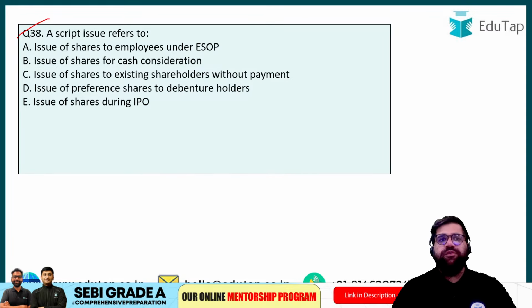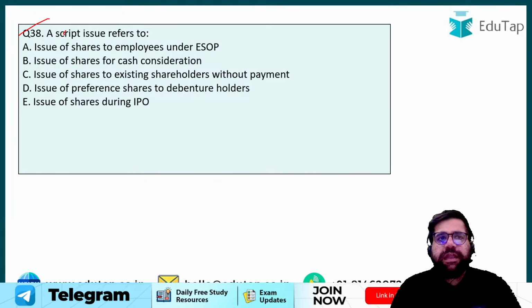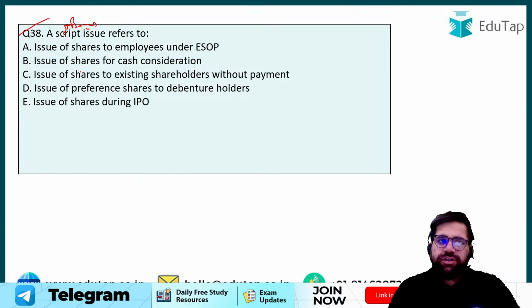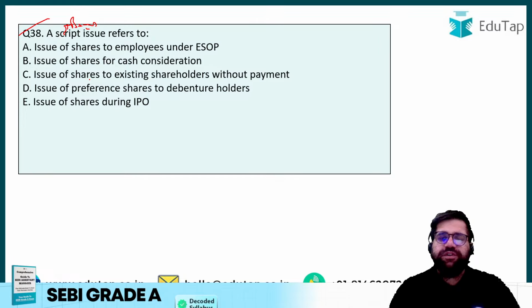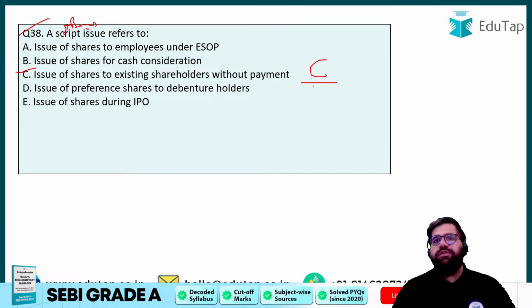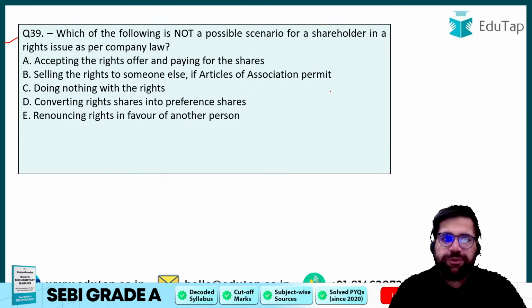A scrip issue is basically that particular issue which is done for bonus, right? So bonus issues are like free. So look for the option. Issue of shares to an employee under ESOP? No. Issue of shares for cash? No. Issue of shares to the existing shareholders without payment? Yes. So my answer will be option number C in this particular case. So we are solving your homework also.